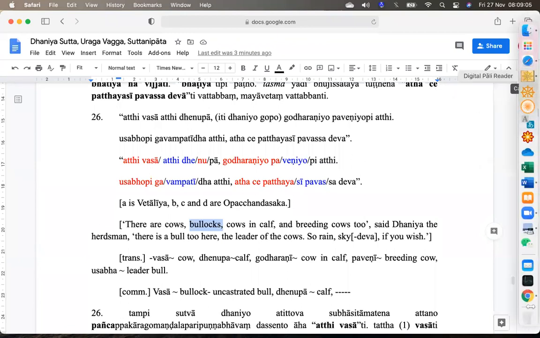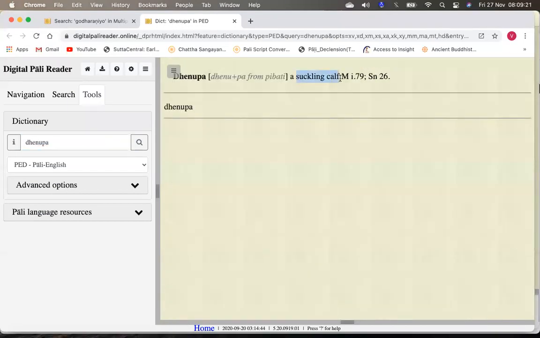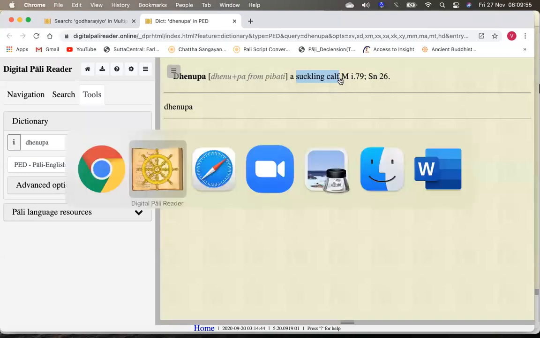Let's check the word in the dictionary. "Denuba" is actually a suckling calf, a calf. So instead of bullock, actually just a small or very young calf, not a bullock. So that is different between the dictionary and the translation. And the commentary also.